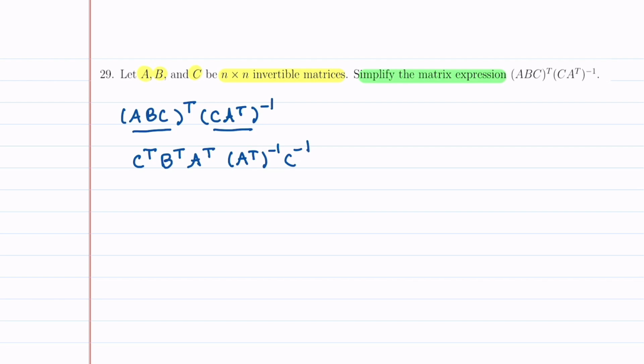We can now start working to see how these are going to combine. We notice that A transpose times A transpose inverse is our identity. So this gives us C transpose, B transpose times our identity times C inverse. The identity always goes away. It's just like multiplying by 1, so you don't want to include it in your final answer. For a final answer, we then have C transpose, B transpose times C inverse.